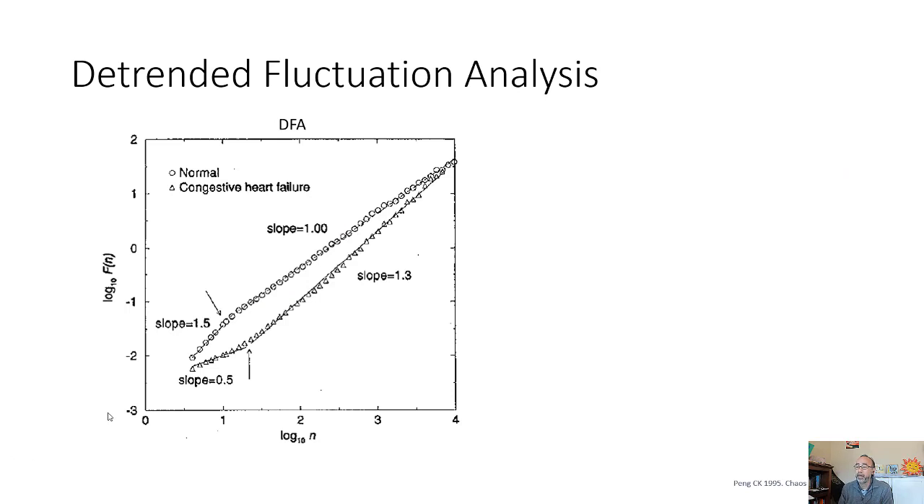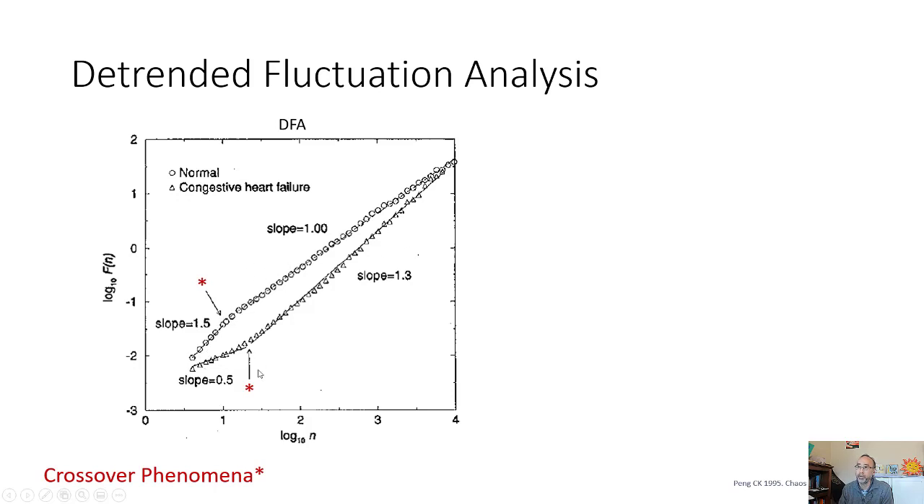When C.K. Peng applied DFA to normal and congestive heart failure patients, he found an interesting observation here. This is, again, the DFA graph, which maps fluctuation with respect to scale. This is a normal individual's graph versus the congestive heart failure individuals. But you see here something which he termed the crossover phenomenon, where you have a change in the slope.